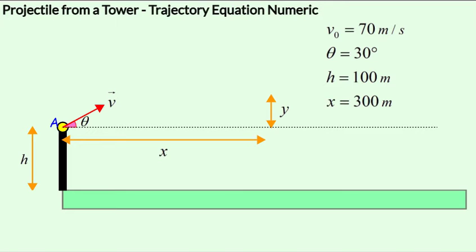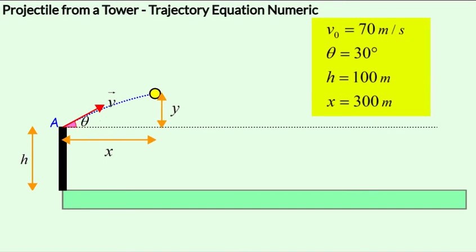Now that we've seen the validity of the trajectory equations when a projectile is launched from a tower, let's try to solve a problem where we can make use of these equations. We have a projectile that is launched from a tower of height 100 meters with a speed of 70 meters per second, making an angle of 30 degrees with the horizontal. We are asked to find the vertical displacement from the top of the tower when the x displacement is 300 meters.